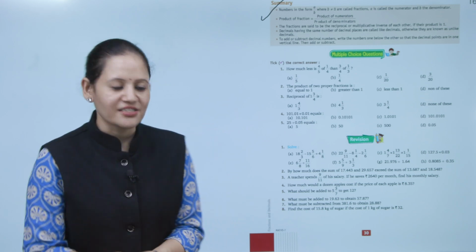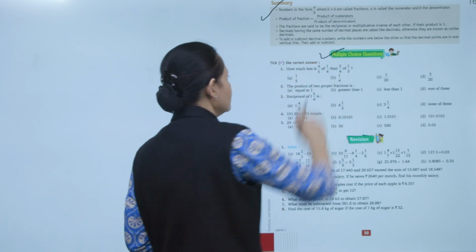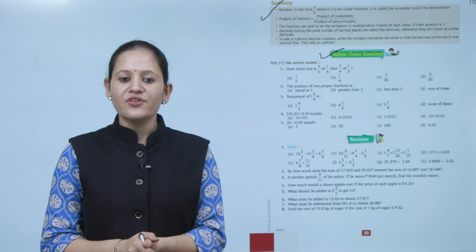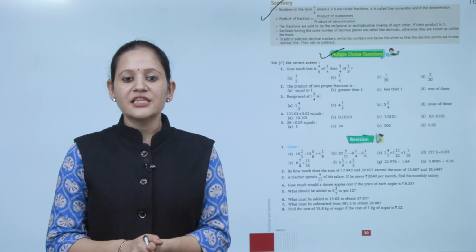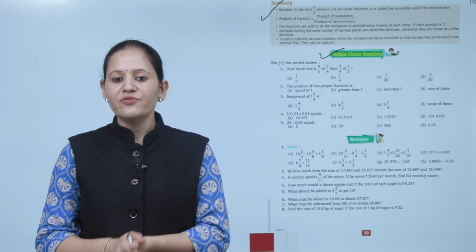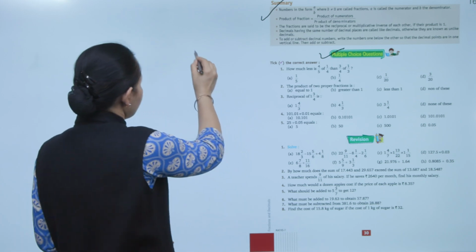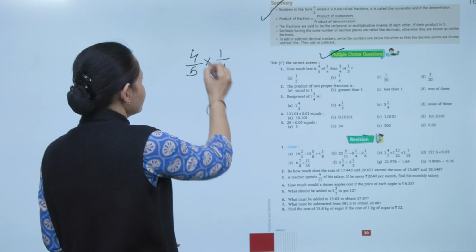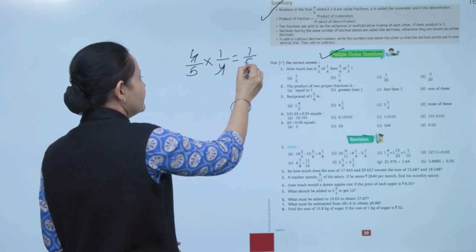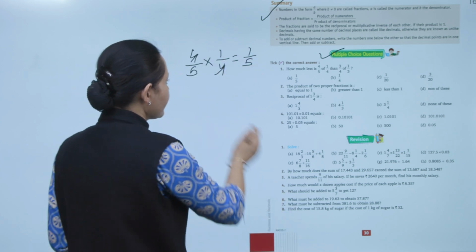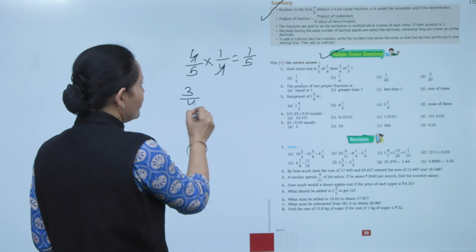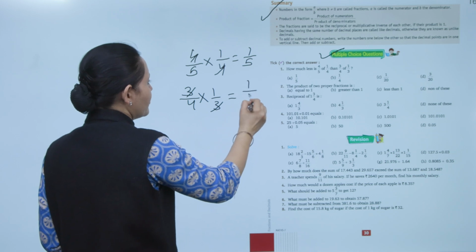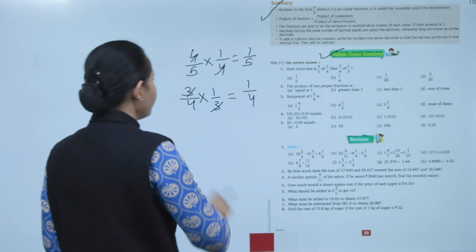Next is multiple choice questions. Check the right answer. How much less is 4 by 5 of 1 by 4 than 3 by 4 of 1 by 3? So first we'll find out 4 by 5 of 1 by 4. So that is equals to 1 by 5. Next, 3 by 4 of 1 by 3. That is equals to 1 by 4. Clear?